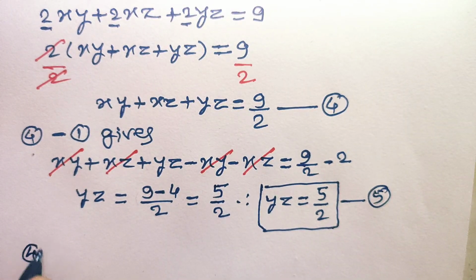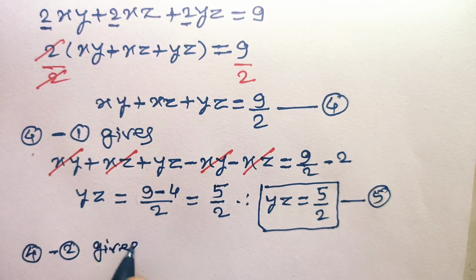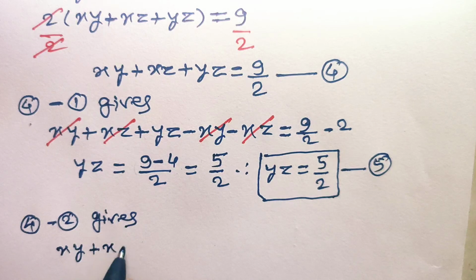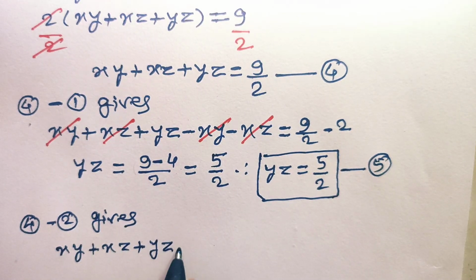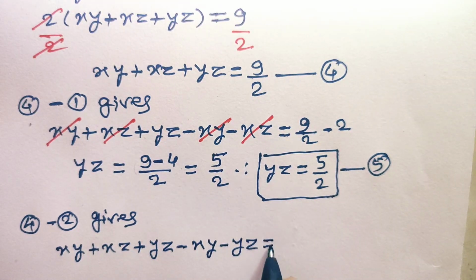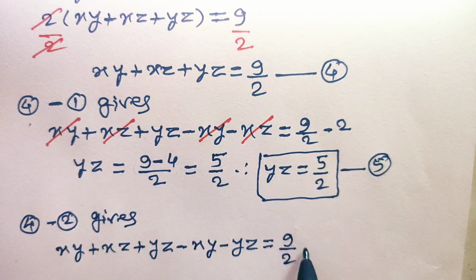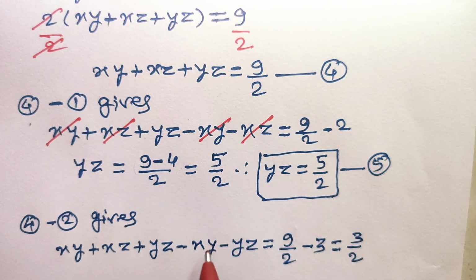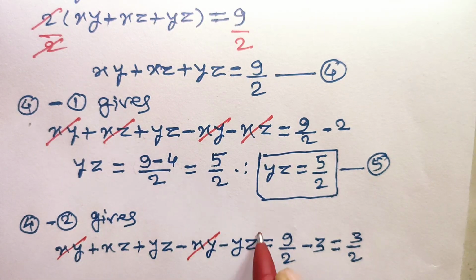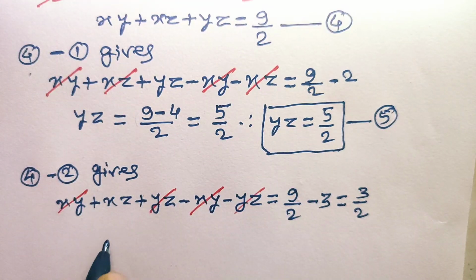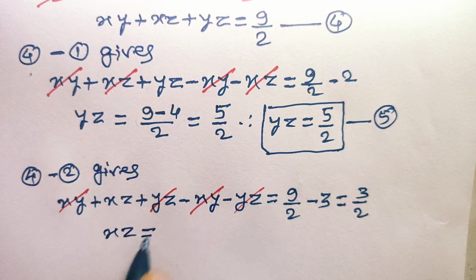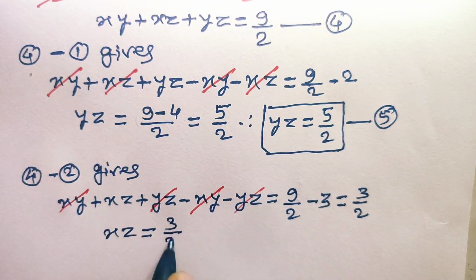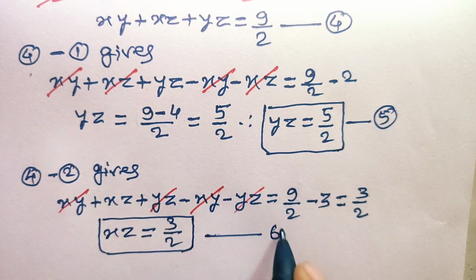Similarly, 4 minus 2 gives (xy + xz + yz) minus (xy + yz). This is equal to 9/2 minus 3, and this is equal to 3/2. Subtract this xy with this xy, this yz with this yz. So xz is equal to 3/2. And consider this is equation number 6.